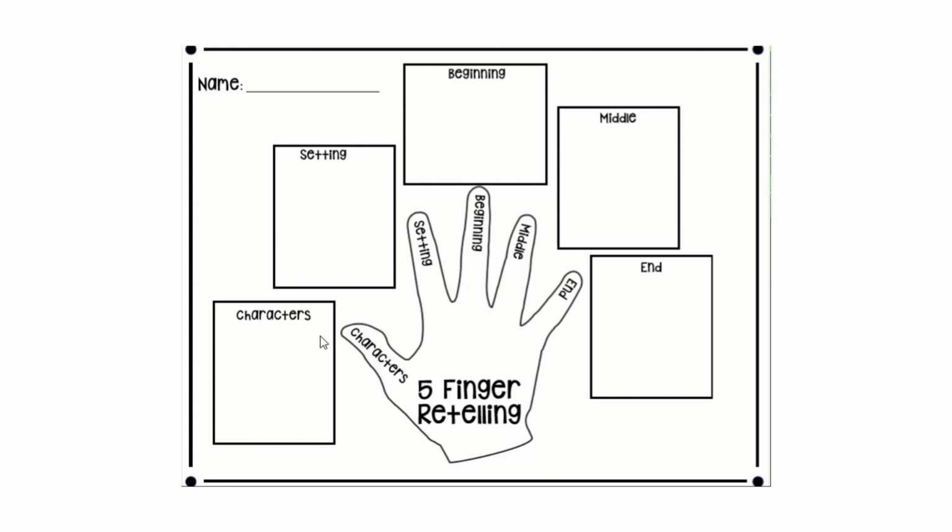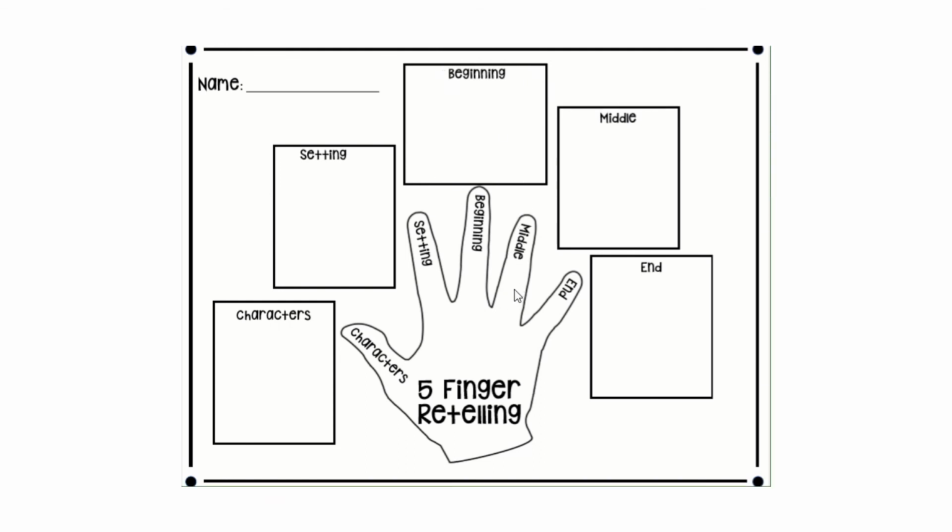Our thumb will be our characters. Who were our characters or the main characters in the story? Then we have our second finger right here, which is about setting. When did the story take place? Where did the story take place? Okay, let's think hard. Where did the story take place? Where were they at? Our middle finger, the beginning of the story. What happened at the beginning of the story, boys and girls?